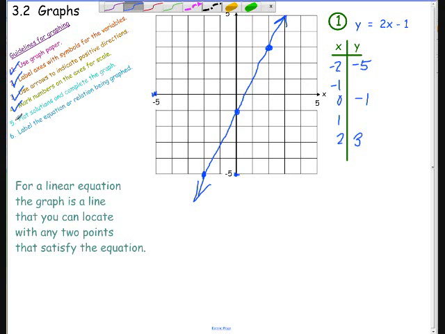So I've plotted my solutions, completed the graph, labeled the equation. Well, fortunately for me, I already had it. But if I didn't, I would write it in.